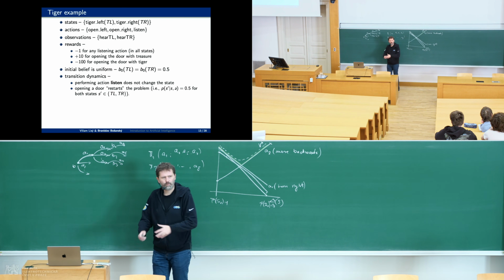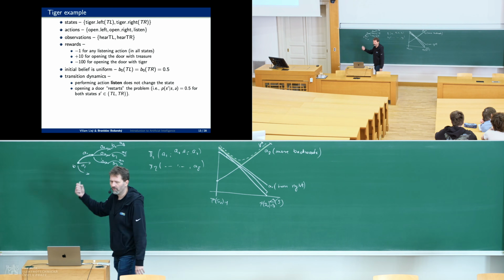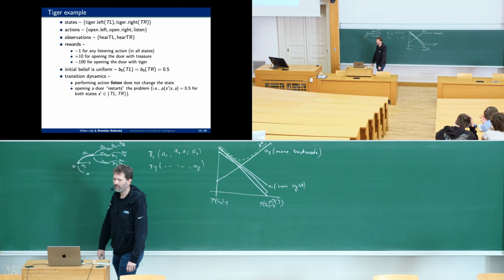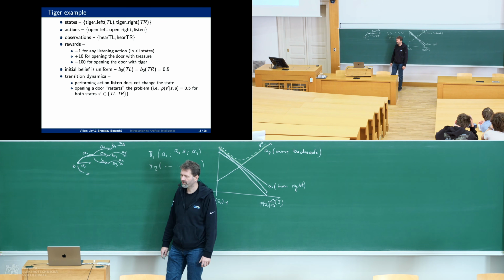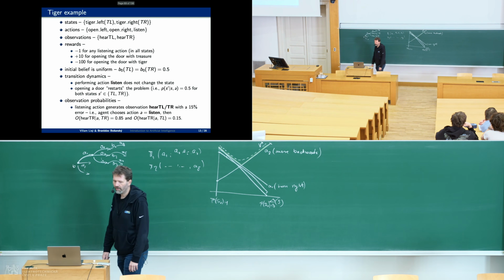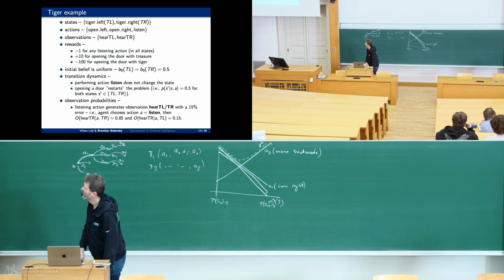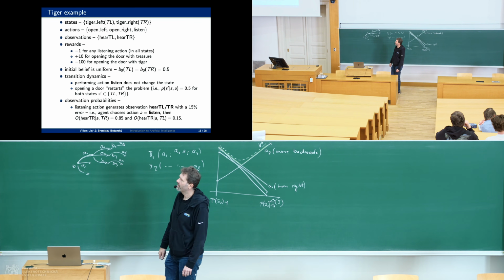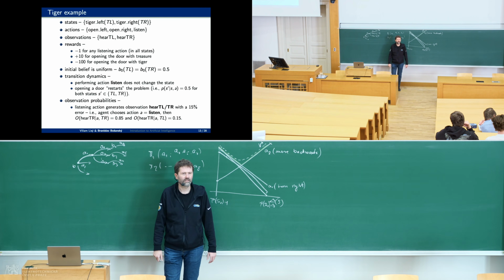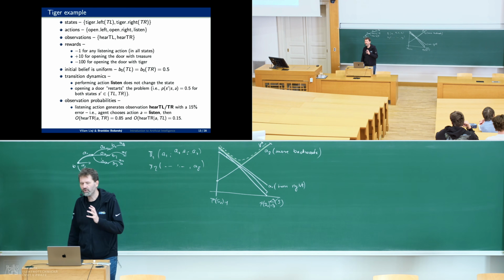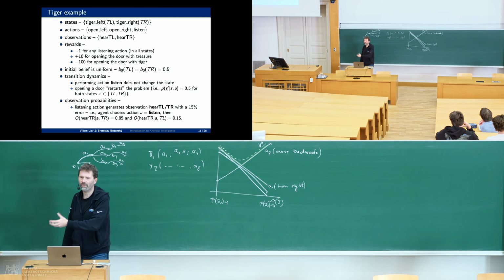If we open the door, the problem sort of restarts. So we go back to belief 50-50, and the dynamics can basically shuffle where the tiger is and where the treasure is. And if we are listening, then we can hear whether the tiger is on the left side or on the right side. However, there is a 15% error rate. So if we are listening and the tiger is actually behind the left door, we can hear with 15% probability that the tiger is behind the right door.